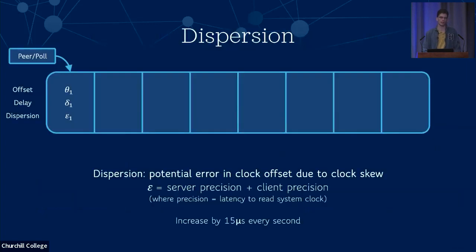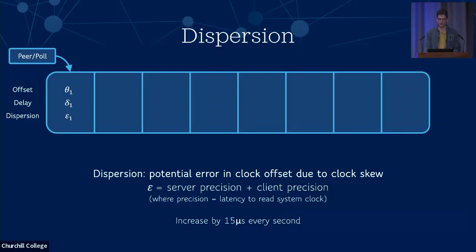Okay, so we've got a single sample per server. And now we need to also decide which servers are selectable. And to do this, we start by calculating the dispersion for each sample. And that's a measure of the error bounds of what the actual offset could be due to the client's and server's clocks skewing apart over time.